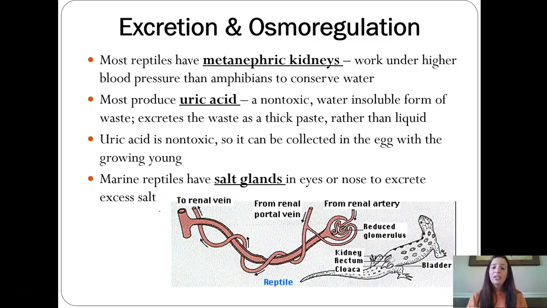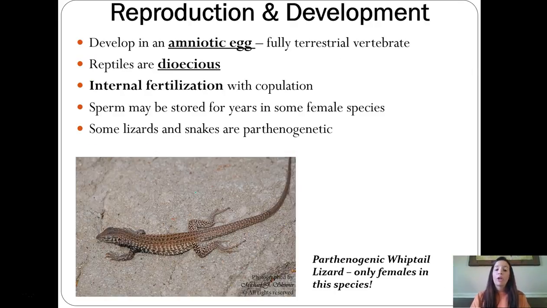In terms of excretion, they have metanephric kidneys, which work under that high blood pressure and is why they conserve water. They produce uric acid, which is very similar to bird waste, and they have salt glands to help get rid of excess salt. In terms of reproduction, we talked about the amniotic egg. They're dioecious and they have internal fertilization.